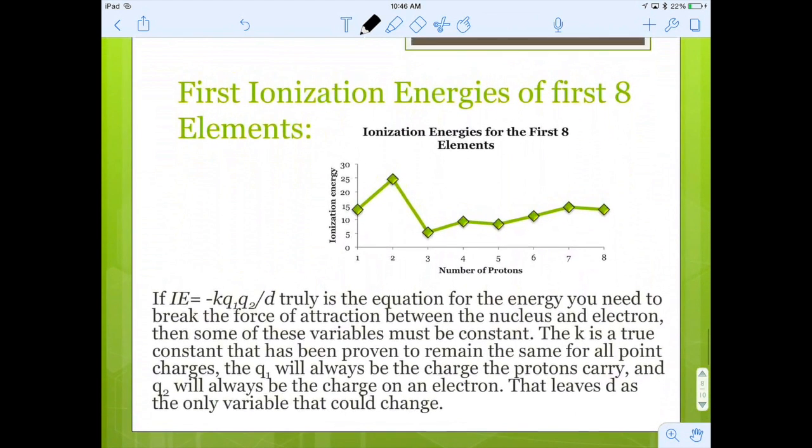If the ionization energy actually is K times Q1 times Q2 divided by distance, you need to break the force of attraction between the nucleus and the electron. And these variables, well, at least some of them must be constant. K is a constant that's proven in a whole bunch of physics experiments. Q1 is always going to be the charge of the protons in the nucleus. Q2 is always going to be the charge of an electron. That leaves distance as the only variable that must be changing in our equation.